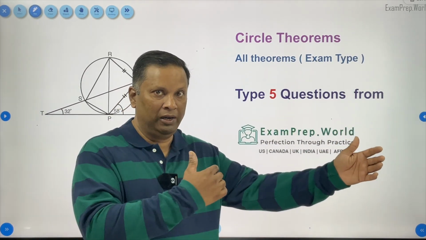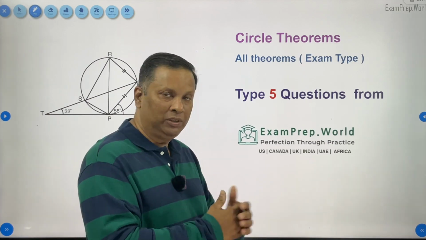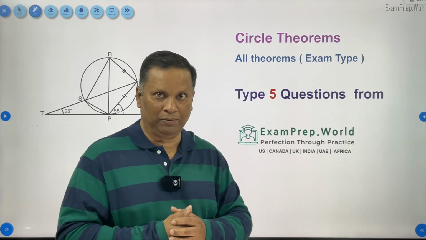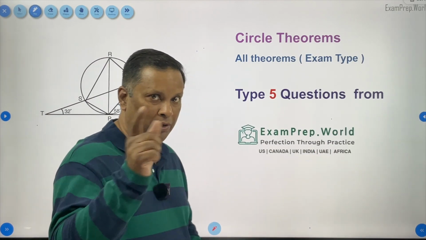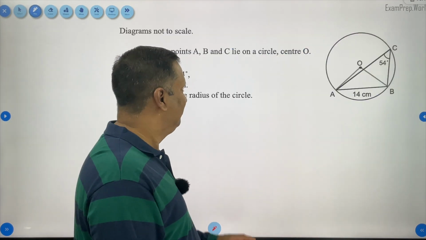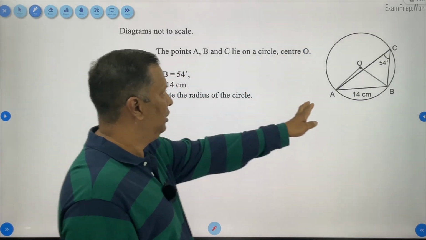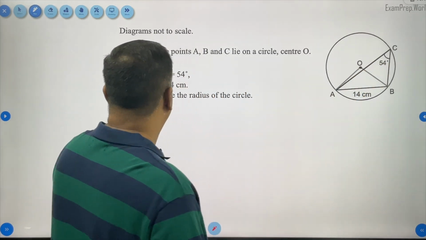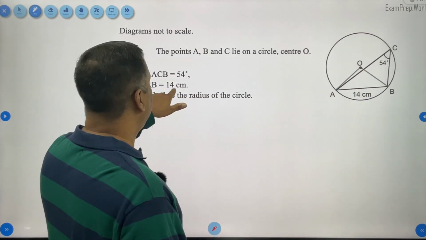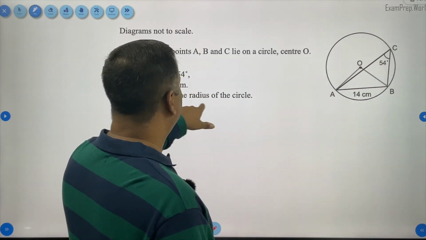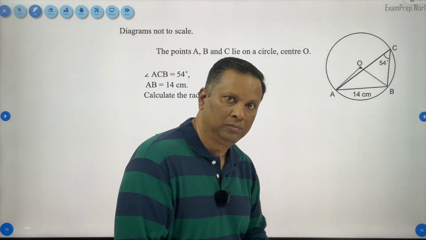This session will be a little longer because it is exam type questions. I have included little more number of questions, okay, but you can always pause the video and write. So very simple question. The points ABC lie on a circle. ACB is 54, AB is 14 centimeters. Calculate radius of circle. How to do this?